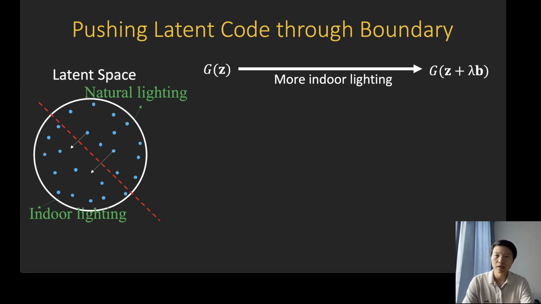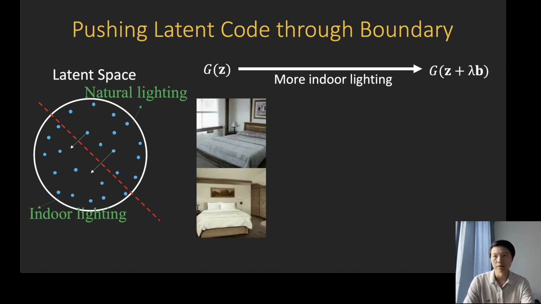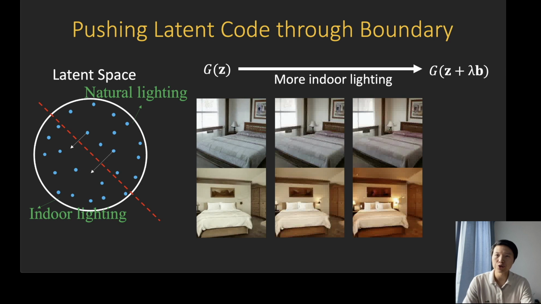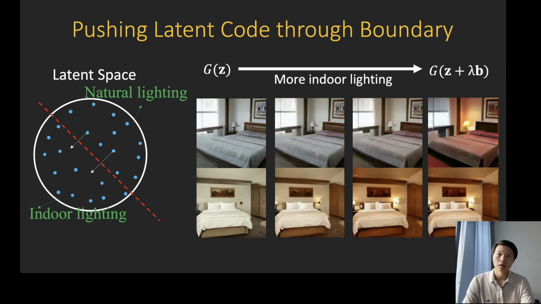So in the latent space, we just push them towards the boundaries to increase their indoor lighting. Let's say at the beginning, those two synthesized images are like this, so there is no indoor lighting there. Then we gradually push them across the boundaries. Magically, you see the whole rooms are lit up in a very realistic way. Not only is the lamp turned on, but the general lighting conditions of the rooms also change. So it's a very realistic manipulation.